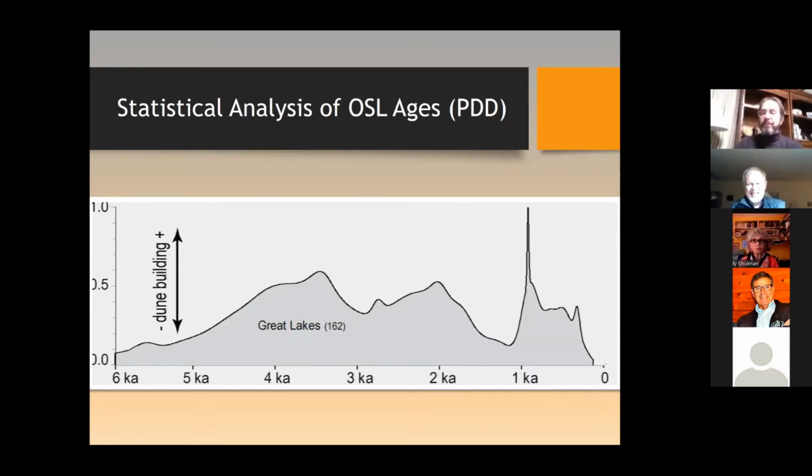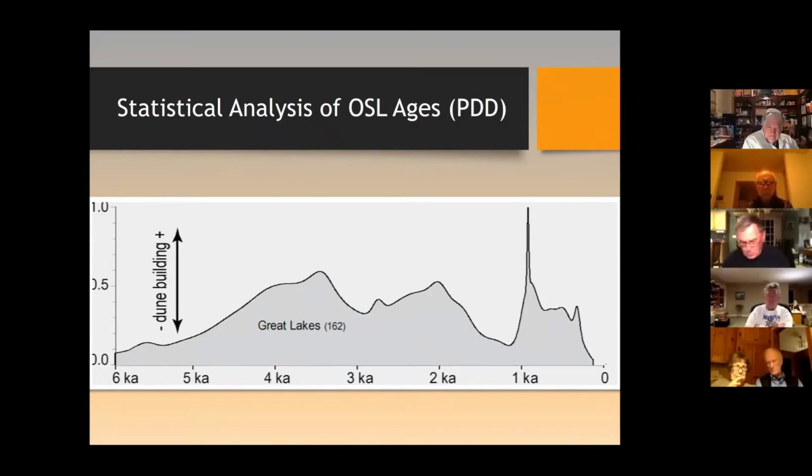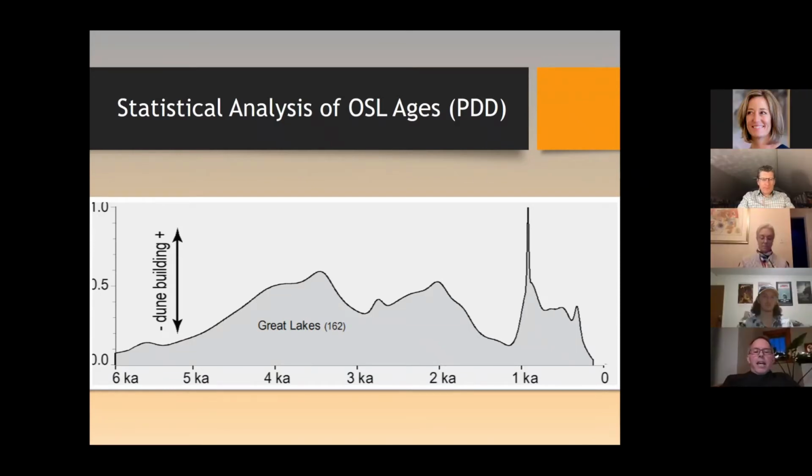So what we've done is we've tried to understand, okay, what's going on here? How does it relate to lake level fluctuations or prehistoric climate changes? So we've thrown all of our optical dates into a statistical mishmash. Ka is thousands of years ago. So over on the left is 6,000 years ago, and then 2,000 years ago, 1,000, and so on. When you see a peak like there, that is a time when there was a higher probability of sand blowing around.